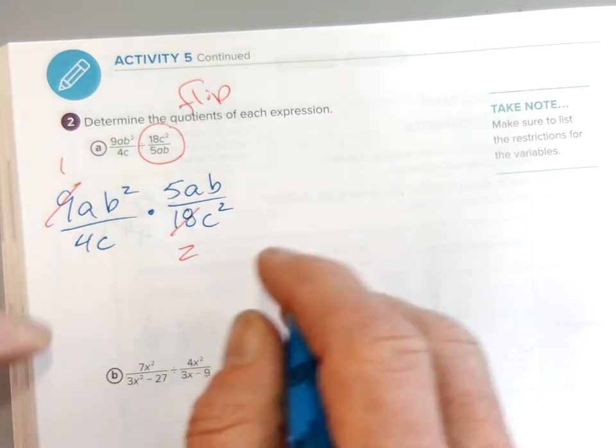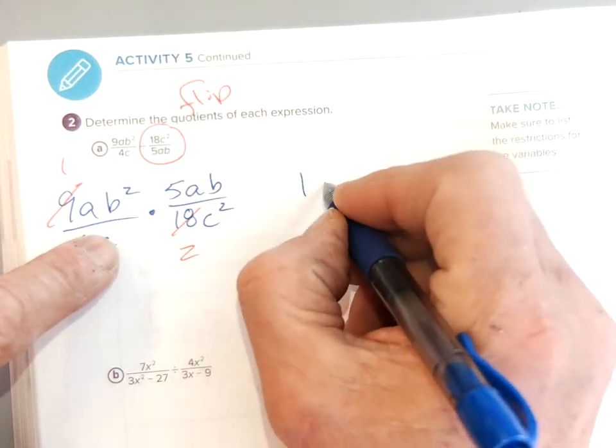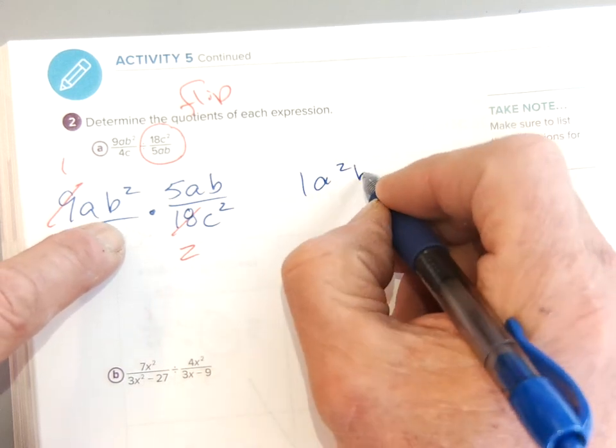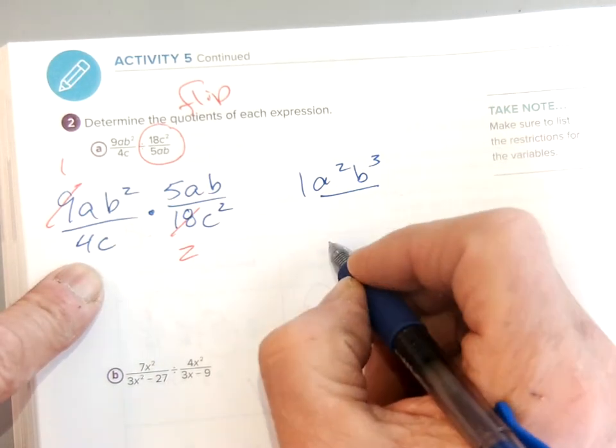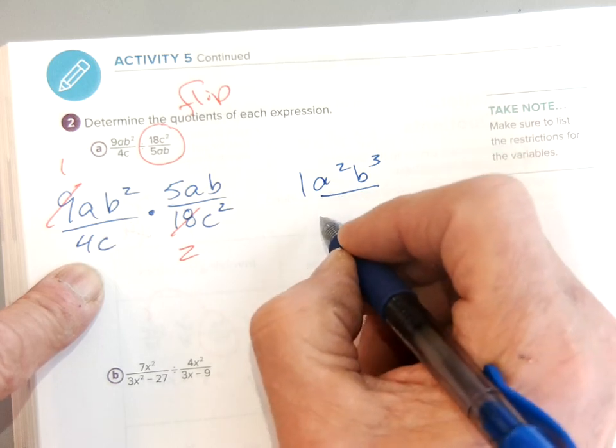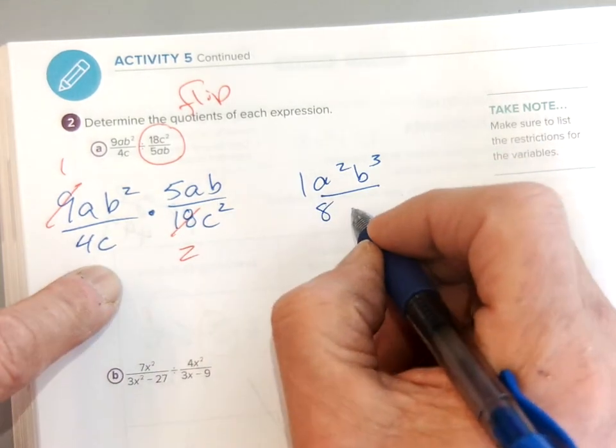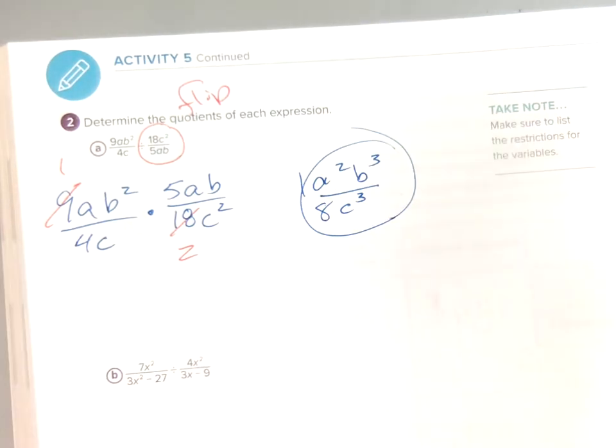So I have an a squared. I'd have a 1 a squared b cubed over 8, 4 times 2, c cubed. Wow, that's kind of not very fun.